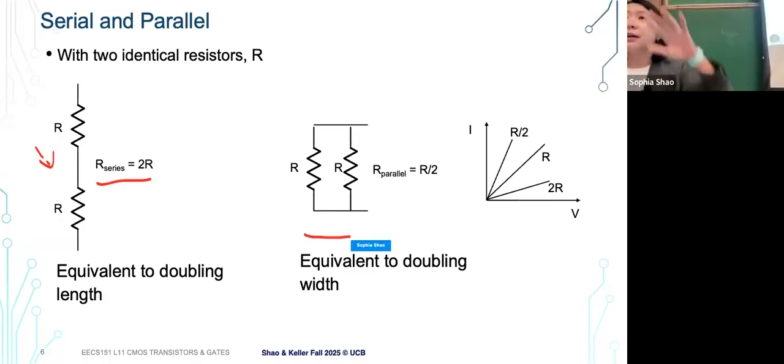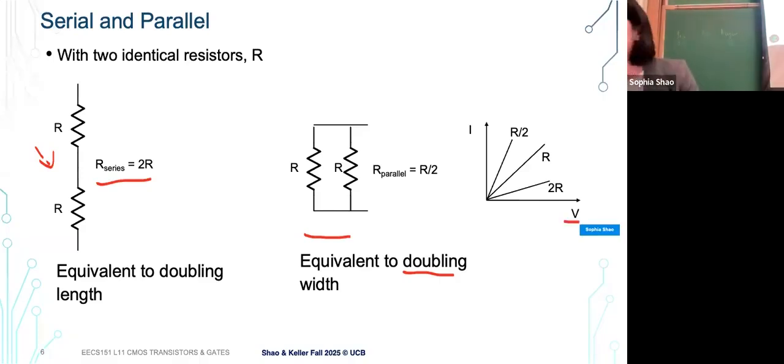But when we put things in parallel, there are now multiple paths things can go through. So overall we have lower resistance, and more current can go through. That's related to the dimension we talked about, like doubling the width.